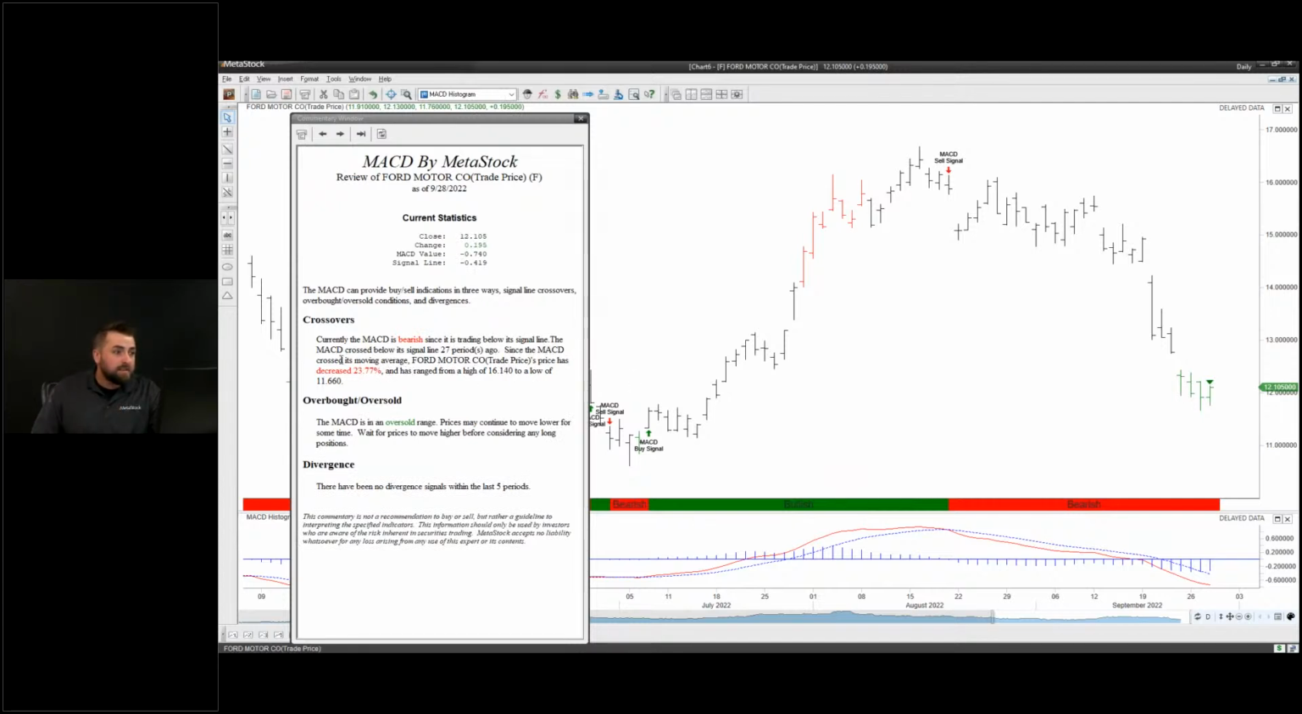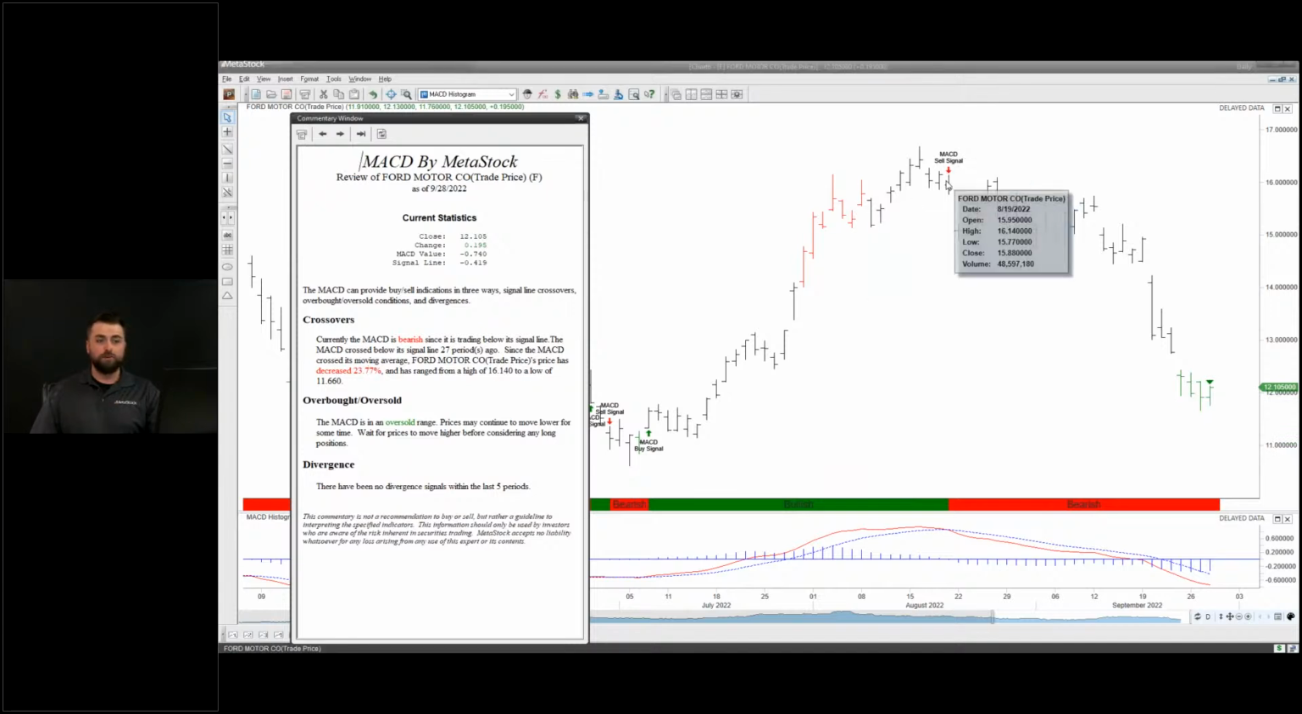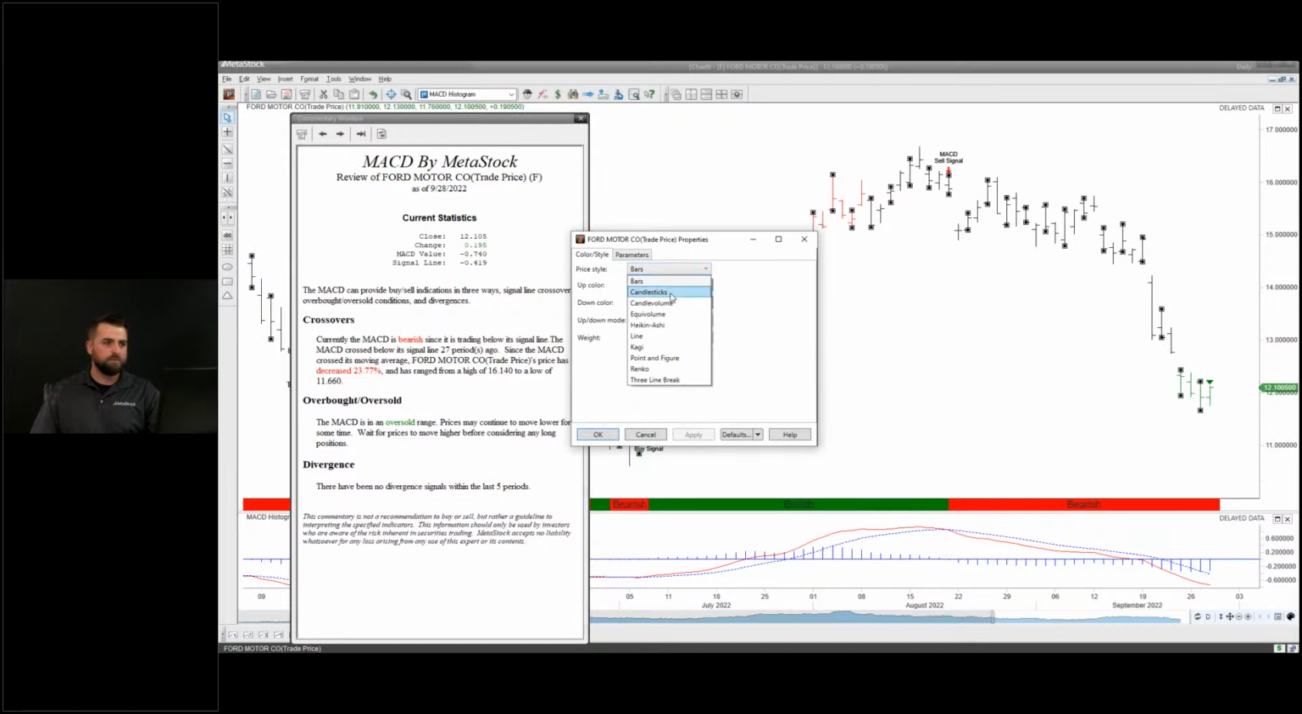It's telling me since the MACD crossed its moving average, the price has decreased by 23.77%. So ever since you got this sell signal, the price has gone down by 23.77%. So if you utilize the MACD to trade this, that would have been a really good trade right there. And now something kind of unique is happening. I can see we're still in a bearish zone. However, I have these green bars here. That might be a little bit hard to see for some of you too, so I'm actually going to change this over to candlesticks.